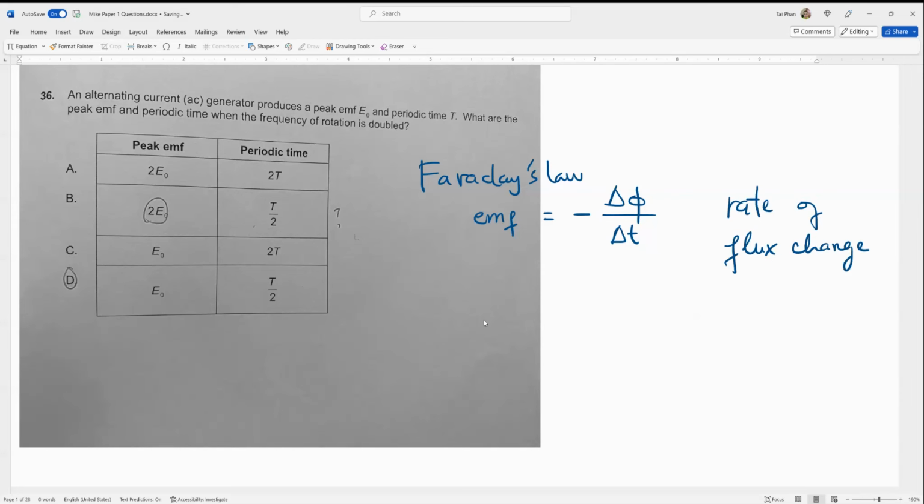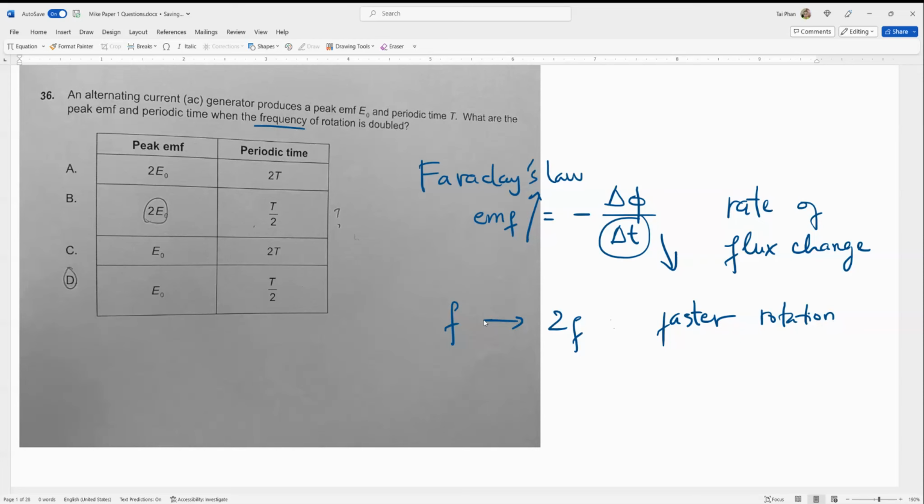And therefore, when the frequency doubles, it means the speed of rotation is faster, and the time here will be shorter. Therefore, we will have a greater EMF. Double frequency, from f to 2f, means increasing the speed, faster rotation of the generator. And therefore, the EMF here will be twice the EMF. What are the peak EMF and periodic time when the frequency is doubled?